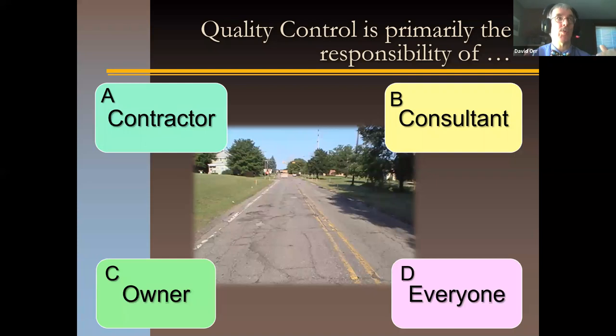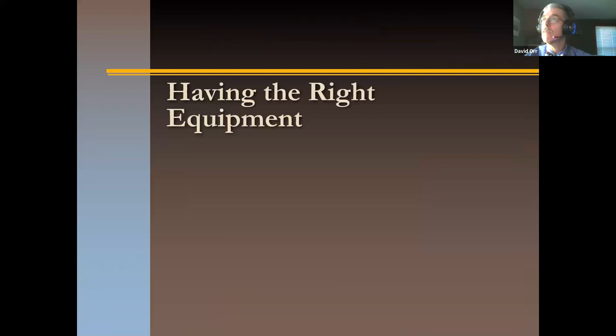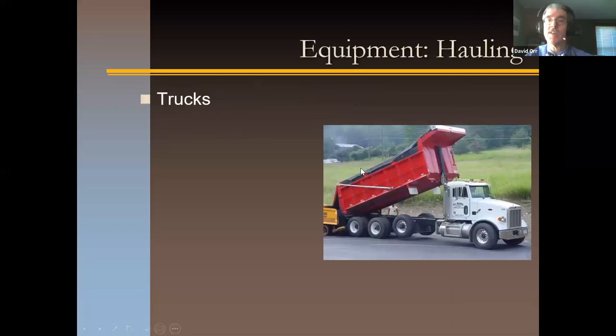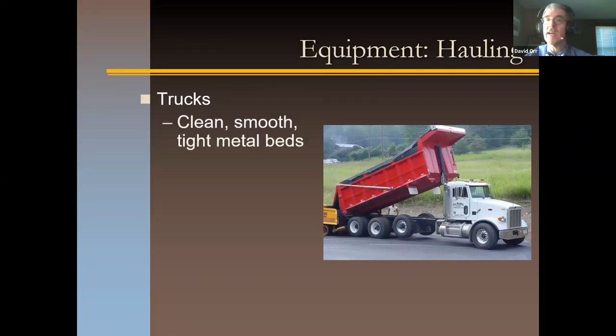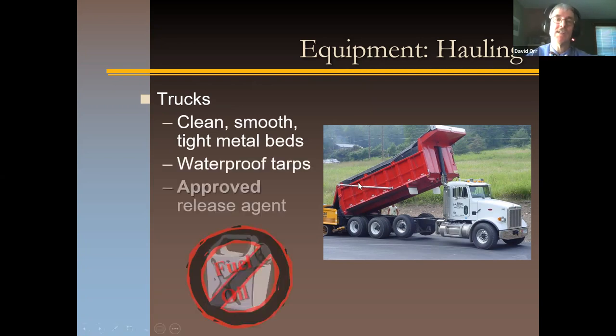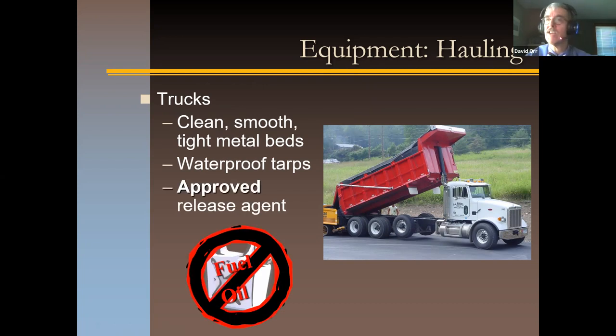Good quality control and quality assurance is really the responsibility of everybody. Yes, particular people have different roles to play, but it's really important that we're all on the same page, which means we need to have the right equipment for the job, okay? You got to have the right trucks, okay? That's absolutely vital, okay? Whether they're flow boys or dump trucks, they need to be clean. They need to have smooth beds. You need to have your waterproof tarps on the top of them. Use them.